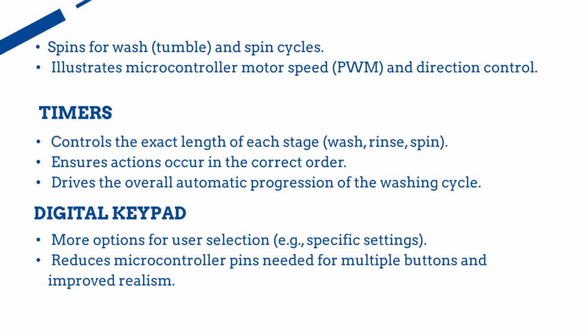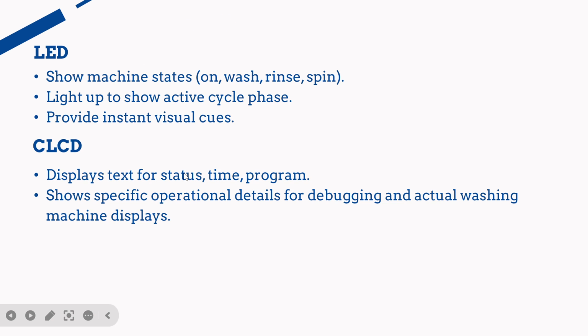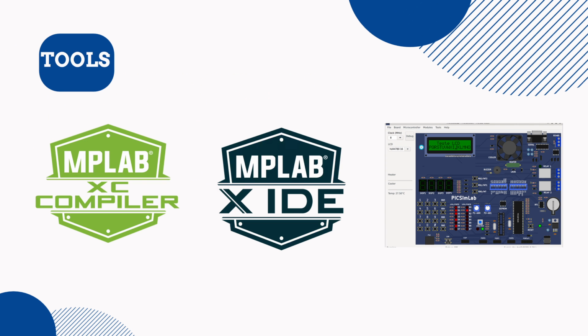Timers. It controls the exact length of each stage, ensures the actions occur in the correct order, and drives the overall automatic progression of the washing cycle. Digital keypad is for more options for user selection. It reduces the microcontroller pins needed for multiple buttons and improves realism. LED. It shows machine status, lights up to show the active cycle phase, and provides instant visual clues. And CLCD. It displays the text for status, time, program. CLCD means character liquid crystal display, and it shows the specific operational details for debugging and actual washing machine displays. These are the tools we used in this project: MPLAB XC8 compiler, MPLAB X IDE, and PICSimLab.